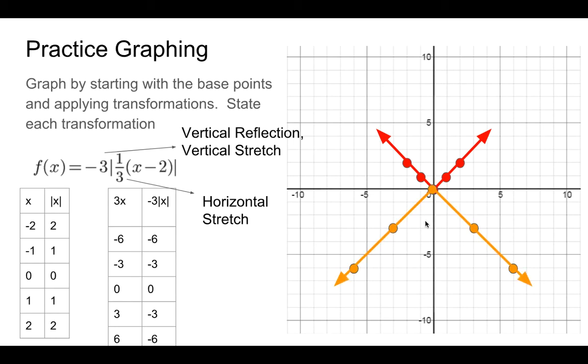So you can see, like, vertically it's been stretched out, horizontally these points have been stretched out, and they've been reflected. And then the shift right 2, you just move each point to the right 2, and there's the new graph.